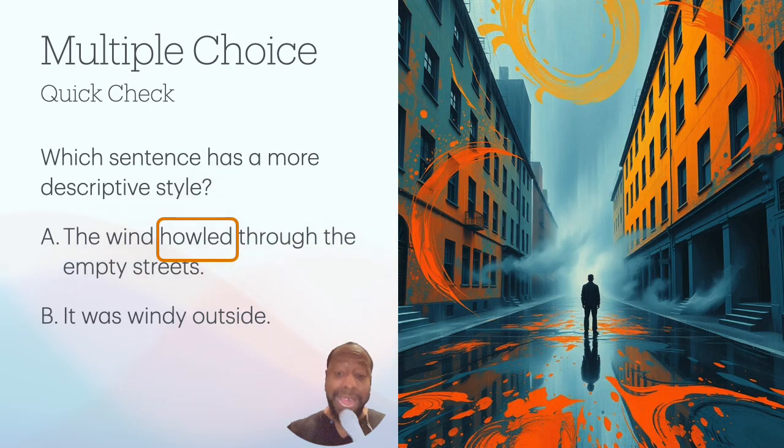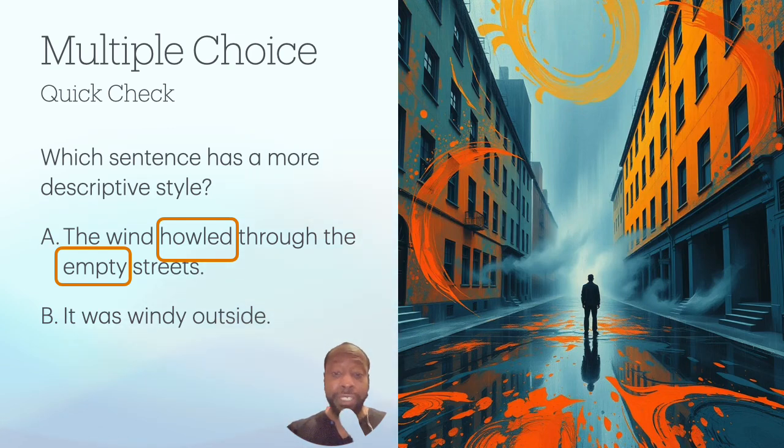The word howled is a very active word. It brings to mind a particular sound. So if you think of the word howled, I imagine there's an animal in your mind right now. That process of personification, i.e., making an inanimate object seem as if it has life or agency, is partly why the first choice is much more descriptive.